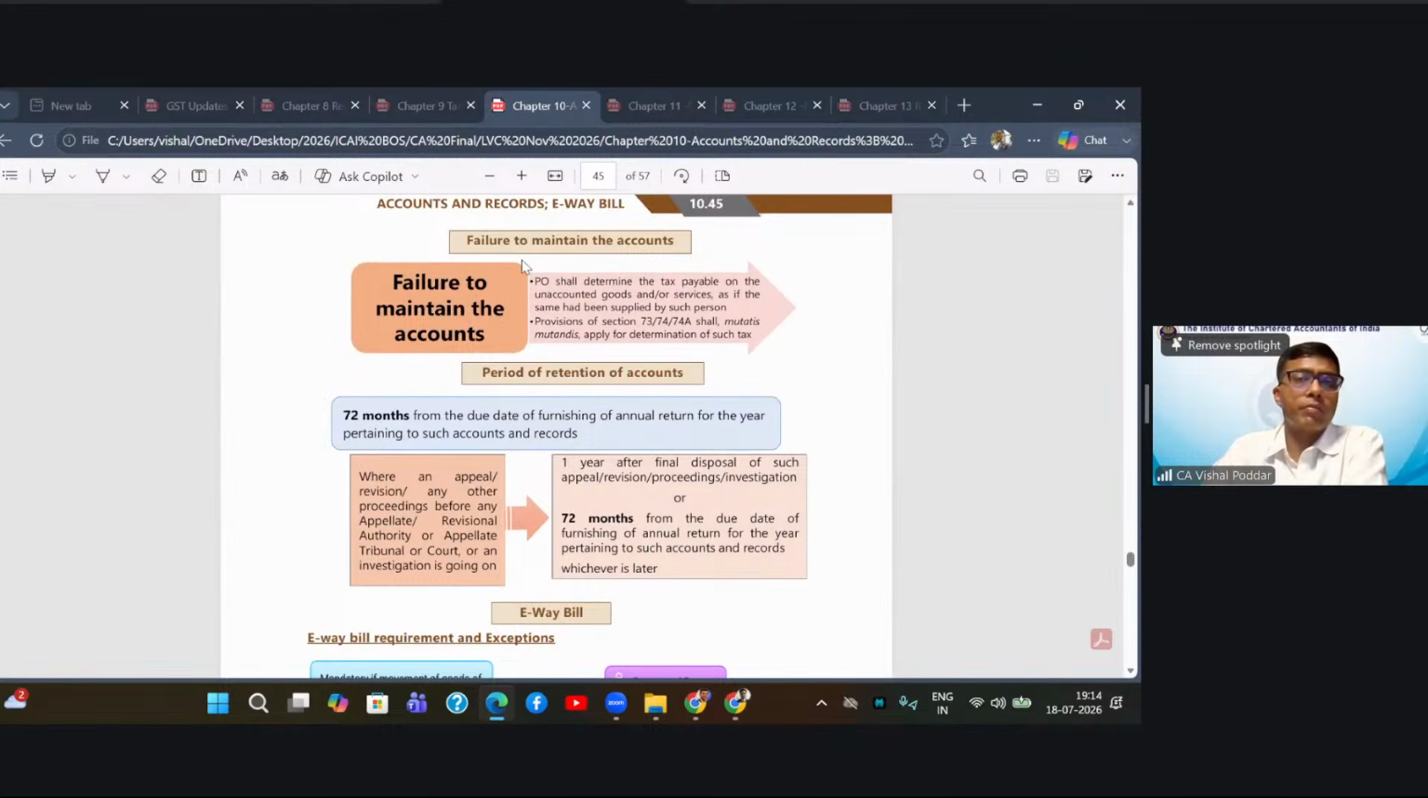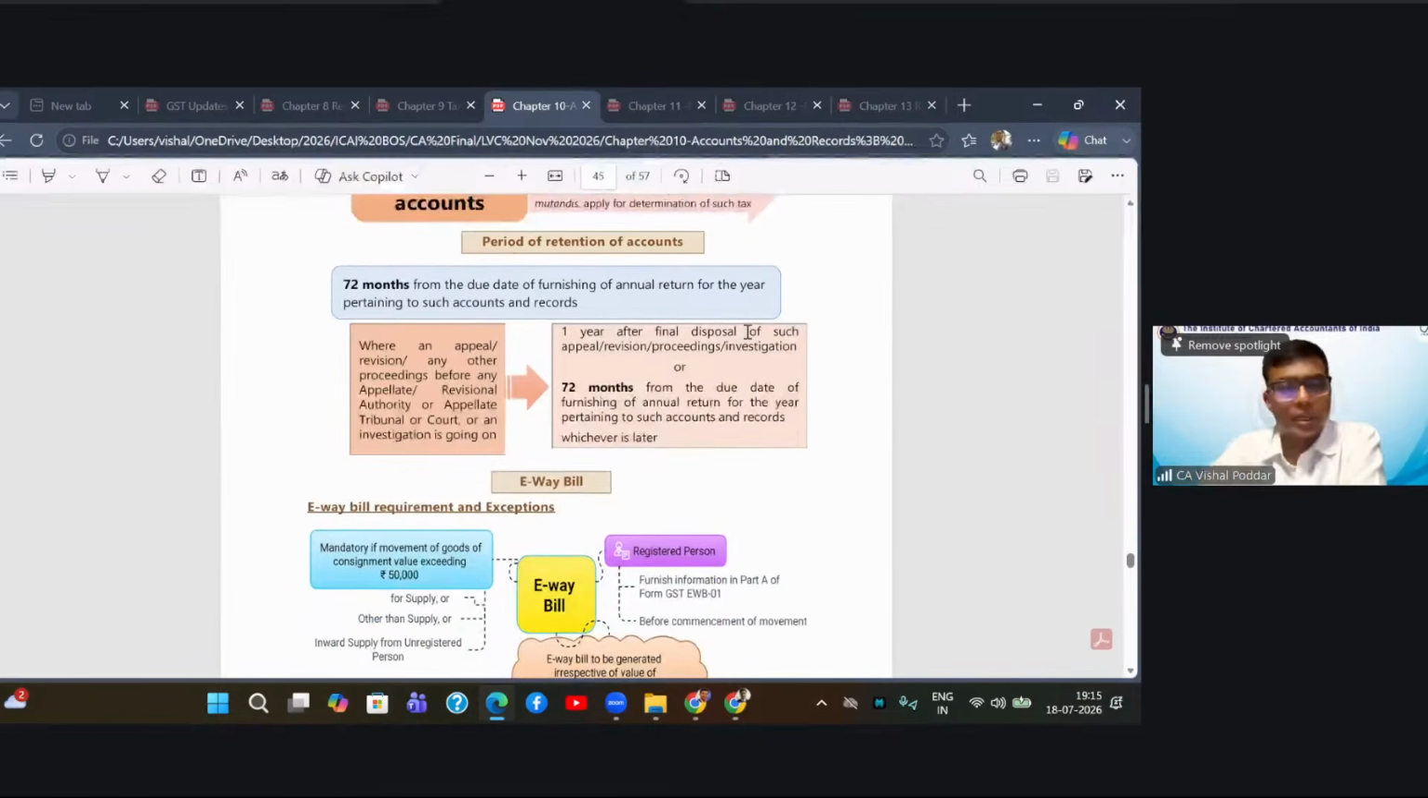Now, what will happen if you do not maintain the accounts as required above? The proper officer may proceed to determine your tax liability on the unaccounted goods and services as if the same have been supplied. So whatever goods and services are not accounted for because you have not maintained proper books, they will be deemed to have been supplied. Further, provisions of section 73-74 shall apply mutatis mutandis for determination of such tax.